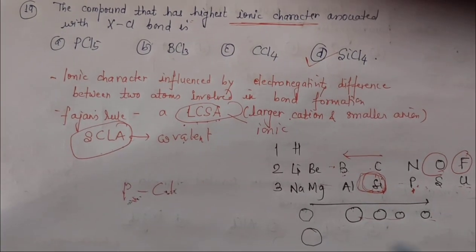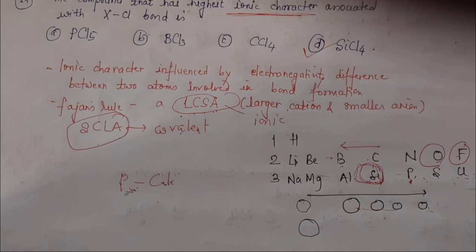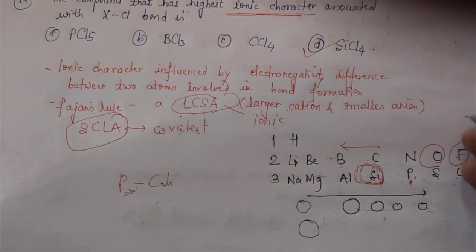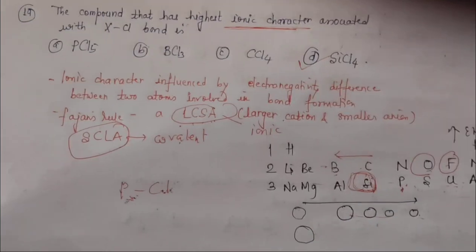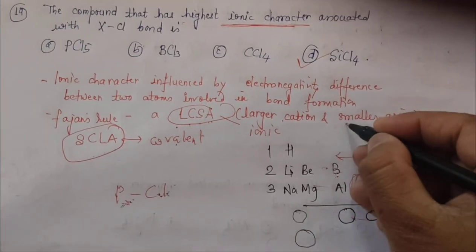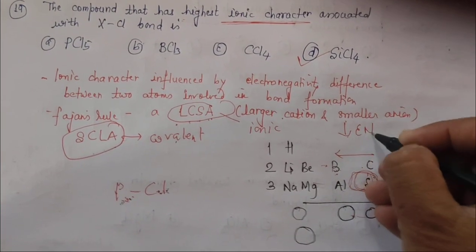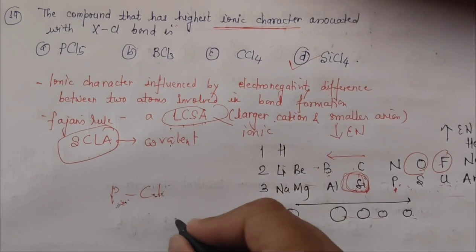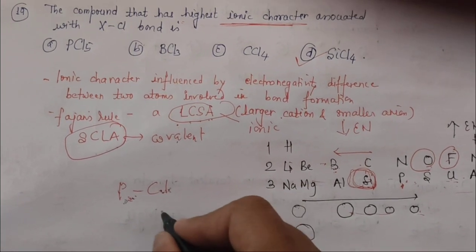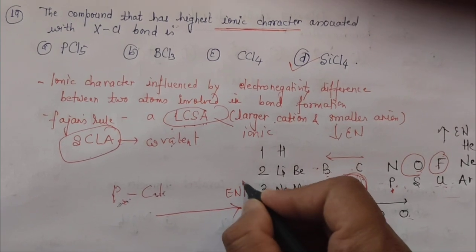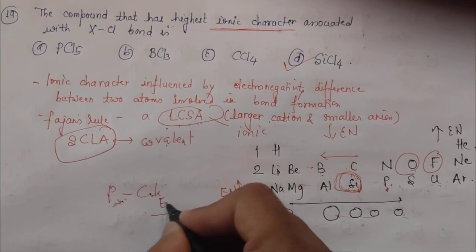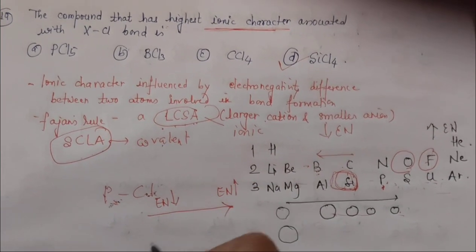Now if you look at the periodic table, the elements on the extreme right have high electronegativity. So extreme right has high electronegativity. The elements on the left side have comparatively lower electronegativity. So these two or three characters you should remember. The elements on the right have high electronegativity. Elements on the left have low electronegativity.